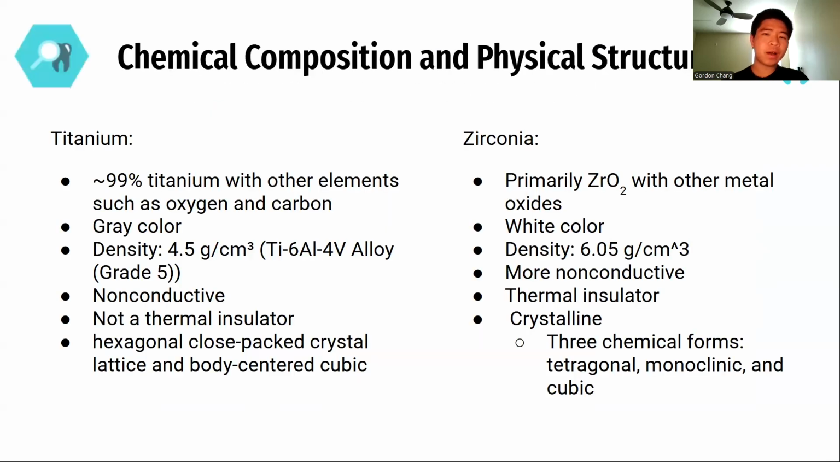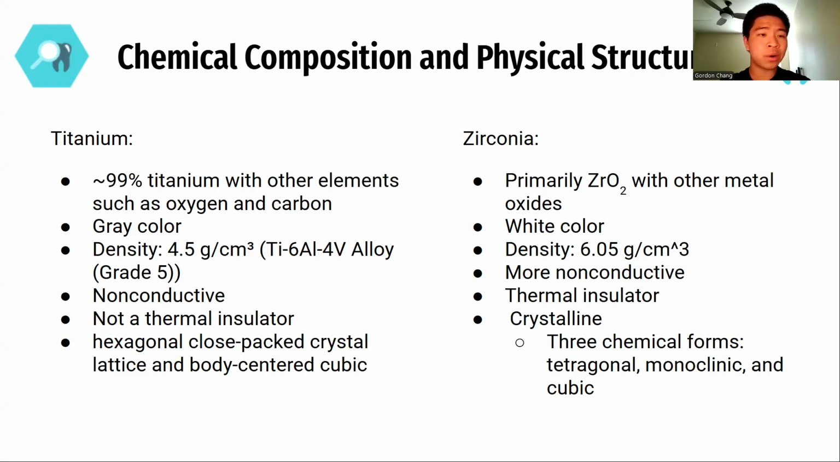I'll talk really briefly about chemical composition and physical structure. In terms of titanium, its chemical composition is mostly titanium, but there are also some other elements thrown in, such as oxygen and carbon. In terms of zirconia, its chemical composition is primarily ZrO2, zirconium oxide, but there are also some other metal oxides, one example being yttrium oxide. In terms of its physical structure, titanium is a little less dense than zirconia.